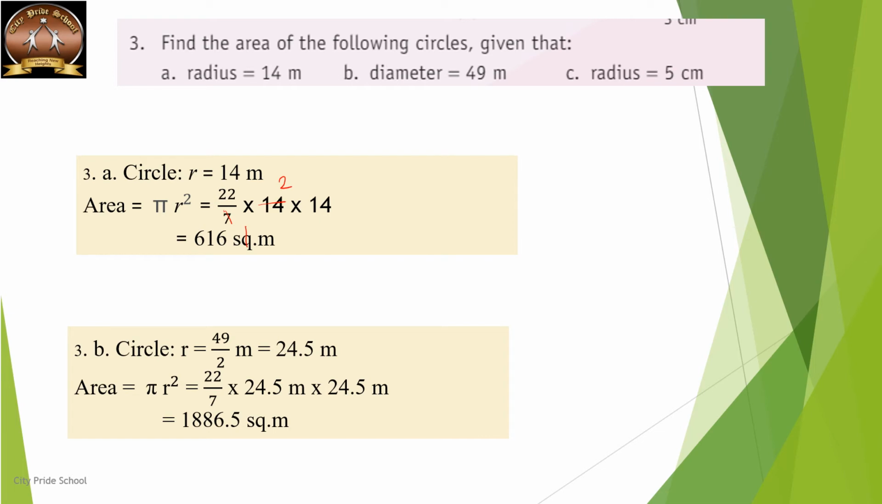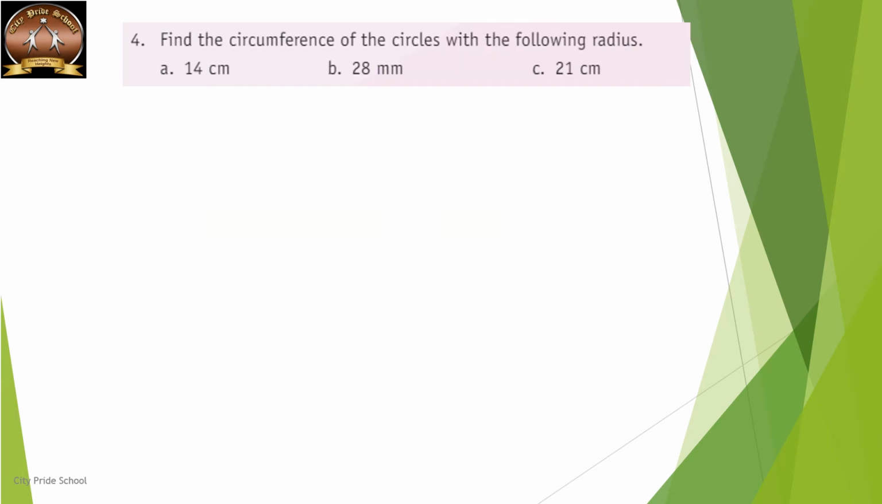1886.5 square meters. Let us find the circumference of the circle with the following radius. Now children, please be very careful with the formula of circumference and area. We often tend to get confused. The formula for circumference is 2 pi r. Correct?